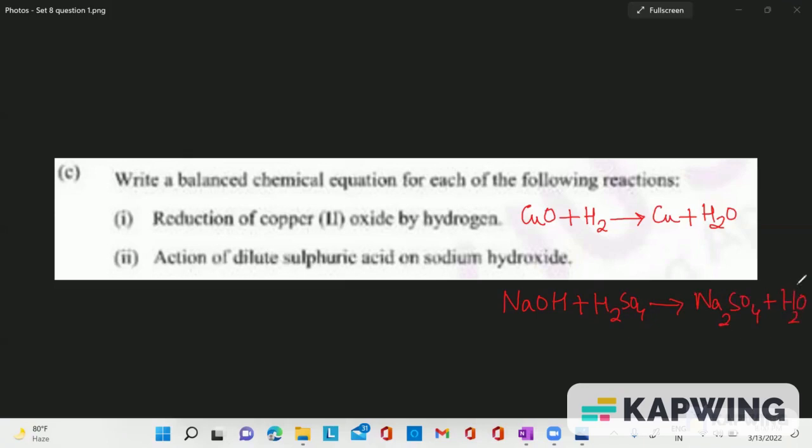Now we have to check whether it's balanced or not. From the very beginning only, we can see that sodium is 2. There are 2 atoms of sodium in sodium sulfate, but there is only one sodium atom in sodium hydroxide. So let's put a 2 in front of sodium hydroxide. And after that, let's see whether my hydrogen is balanced or not. For reactant side, there are 4 atoms of hydrogen. Product side, there is 2 atoms of hydrogen. So we need to put a 2 over here to get it balanced. Now you can see that it's a complete balanced equation.